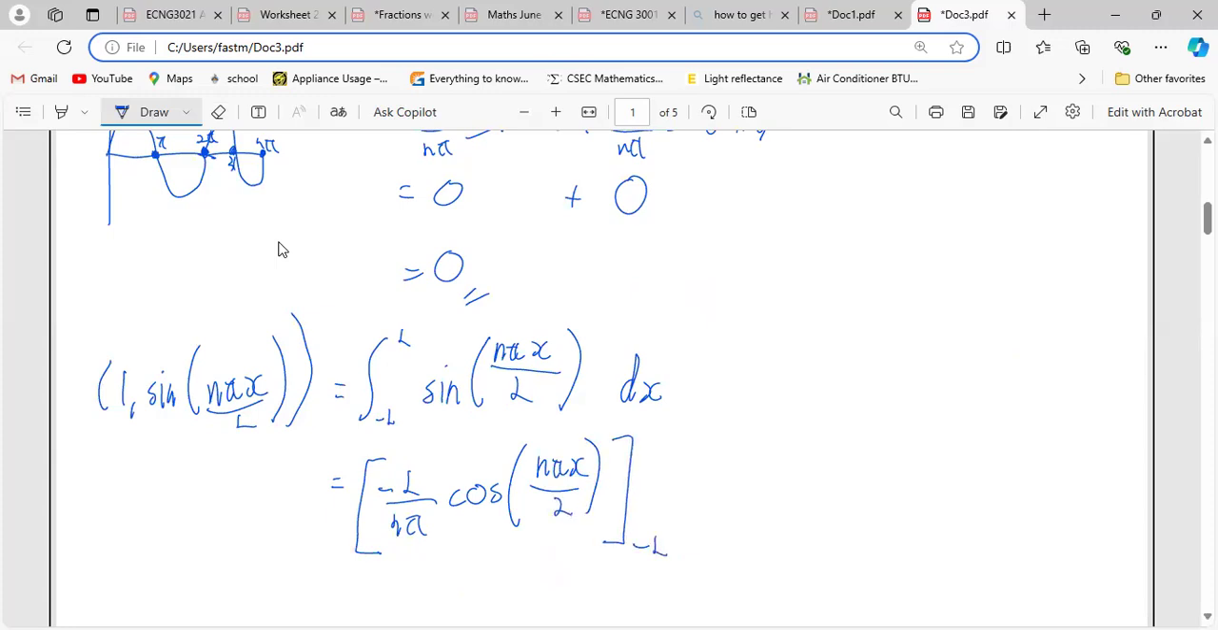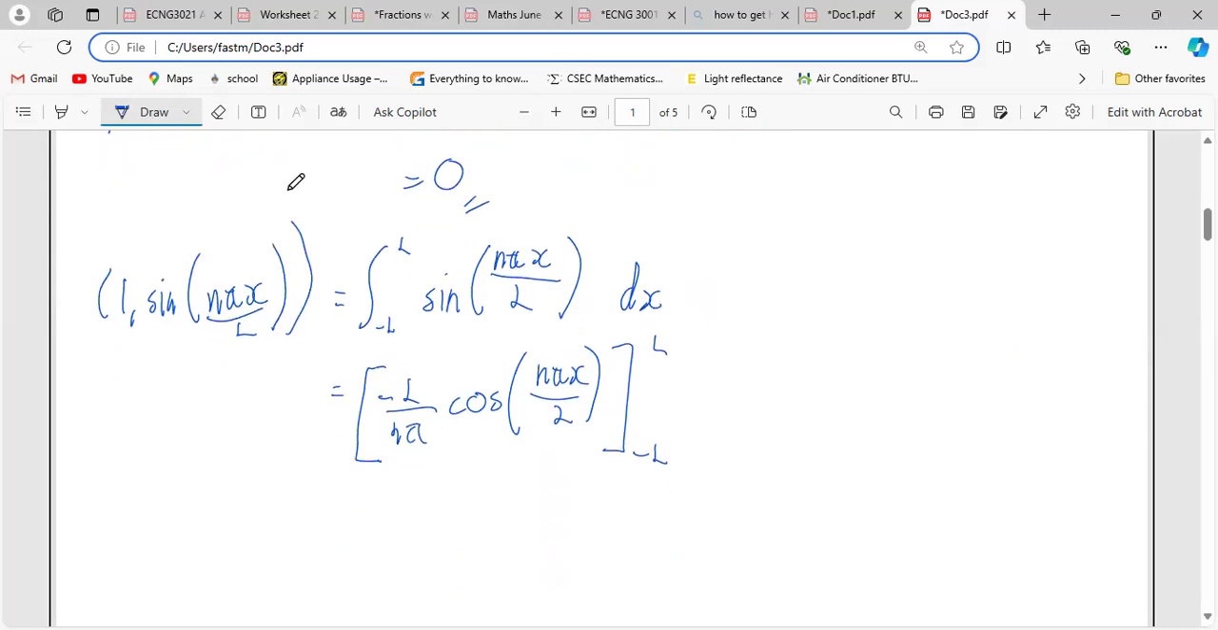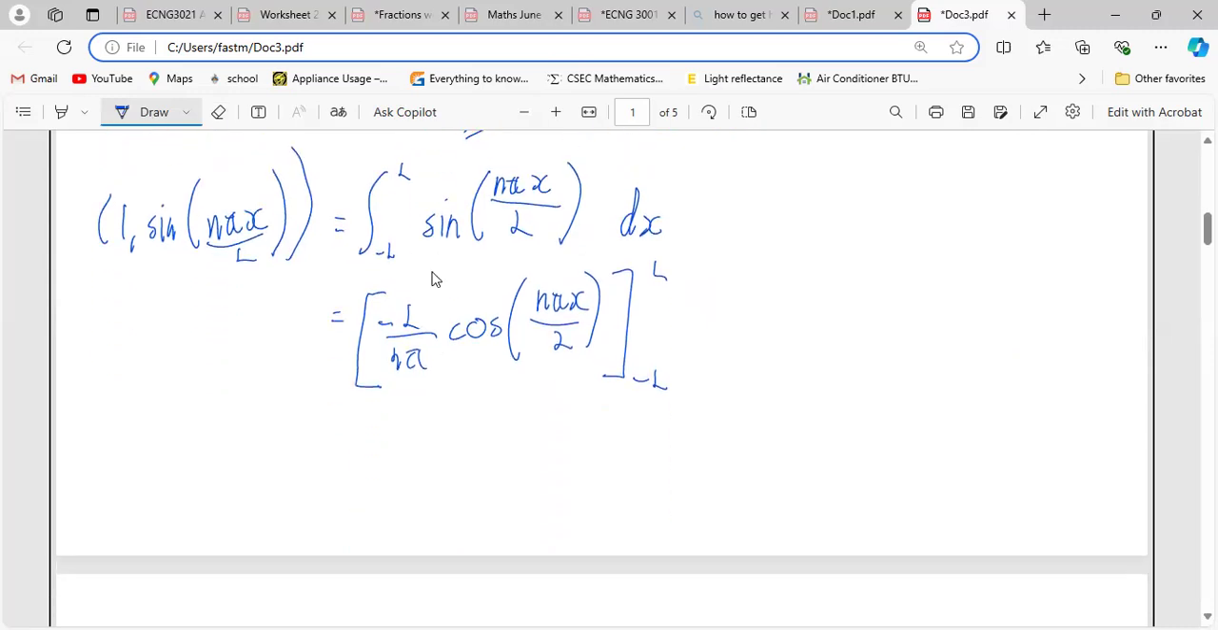So you have minus L to L. That's why I said I wasn't going to do the question. But anyway, we're already here. So you plug in L into it, so you get minus L n pi cos. Let's skip some steps. When you plug L in as x in here, the L's will cancel, right? So you end up with n pi here.